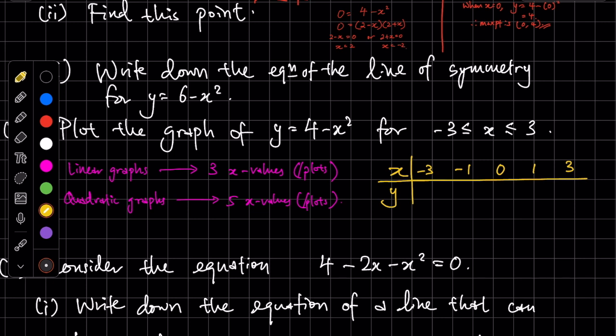Then what I'm going to do is just sub each value in, right? -3 sub into the equation, what do I get? -1 sub into the equation, what do I get? Things like that. I can fill up the blanks. So what I have over here is like this. Now that you have this, you just need to plot 1, 2, 3, 4, 5 points.